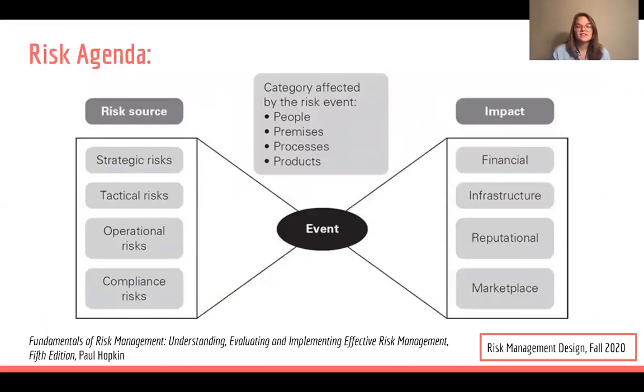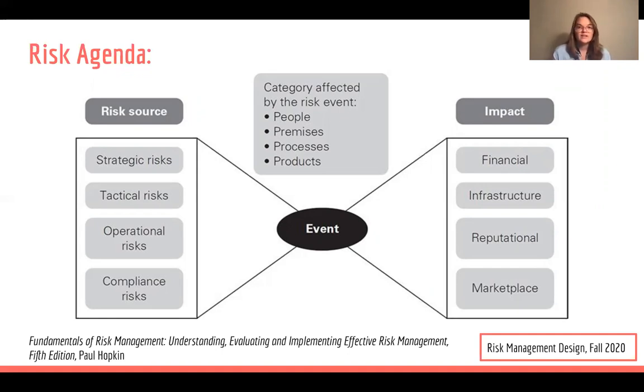Part of the tools and techniques that you should be using is really looking at a risk agenda. A risk agenda is really a way to break down a specific area of risk and identify where that risk is coming from. So what is the risk source? Is it from strategic, tactical areas? Is it operational risk? Are there compliance risks? There's a variety of different risk sources, and the list could go on and on depending on the risk.